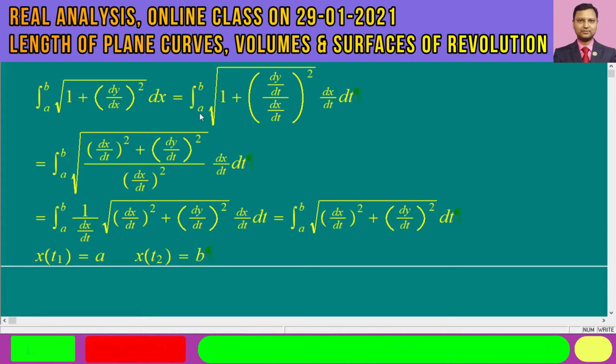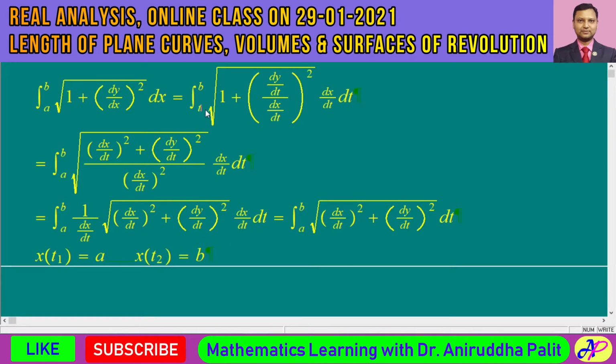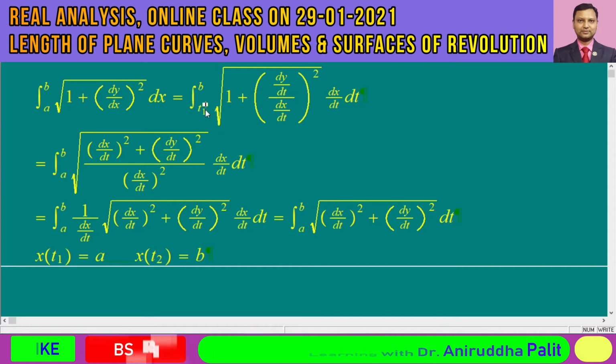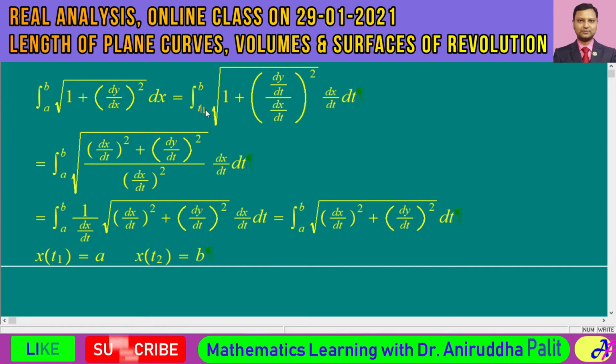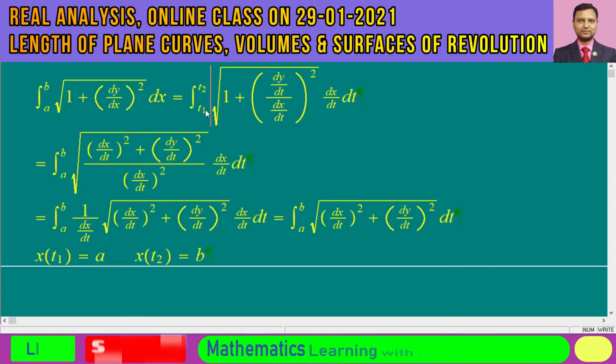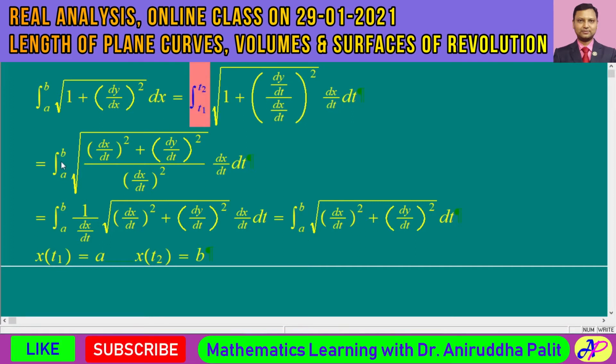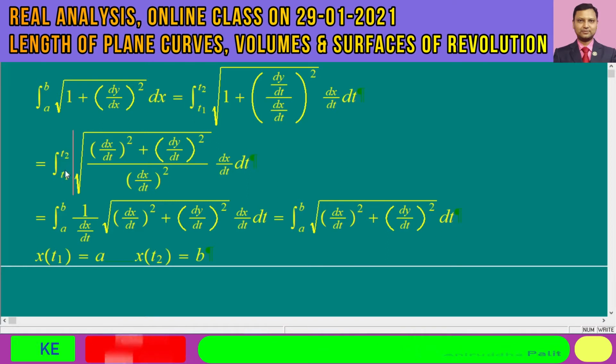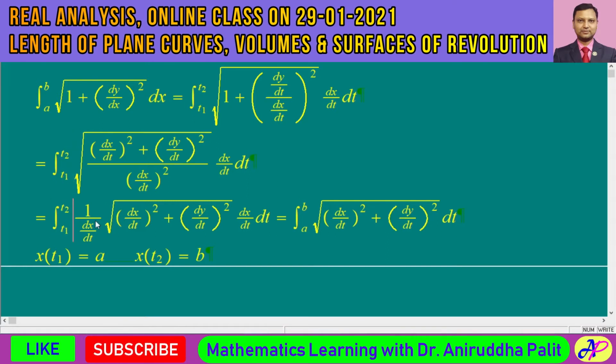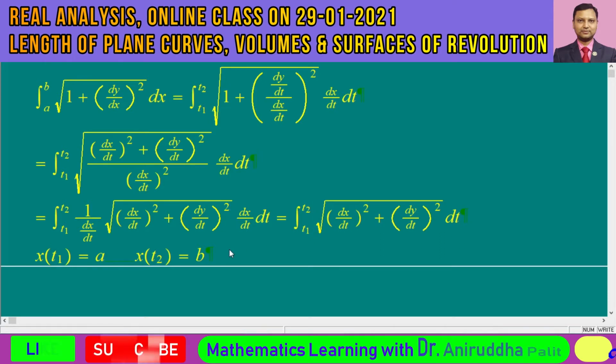So in that case, these integrals will be transformed from t1 to t2. Got it? So in this way, we will have to change the corresponding limits. As the integral is to be written in terms of the parameter t, all such limits should be changed in terms of t.